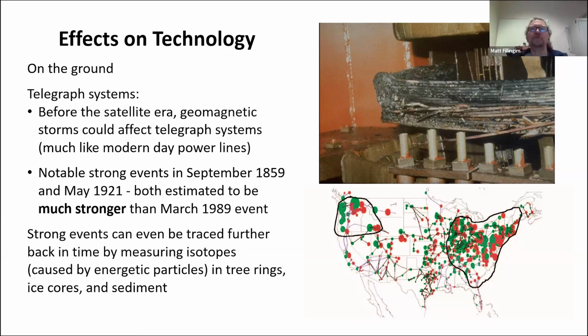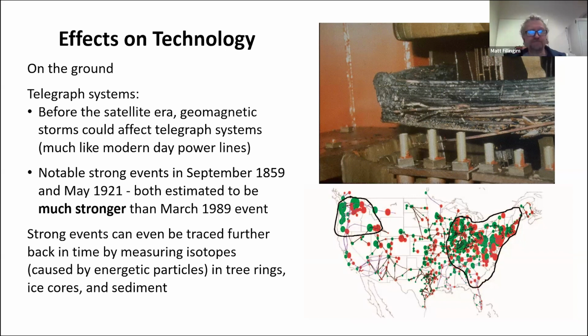Okay, this is a while ago, but for hundreds of years, this has been an issue. So for telegraph systems, we don't have a lot of telegraph systems anymore, but they're analogous to our power systems. Before the satellite era, geomagnetic storms could affect telegraph systems. There were two notable events where this happened, in 1859 and also 1921, where you had these huge induced currents in the telegraph lines, and some of the telegraph stations caught on fire because things got too hot and overloaded.